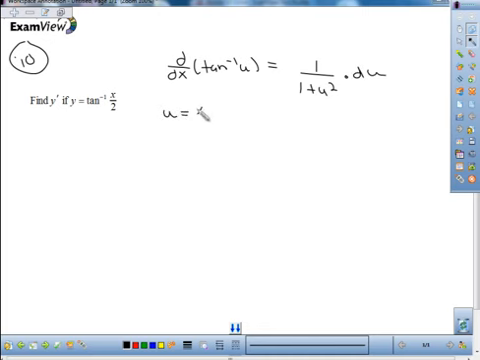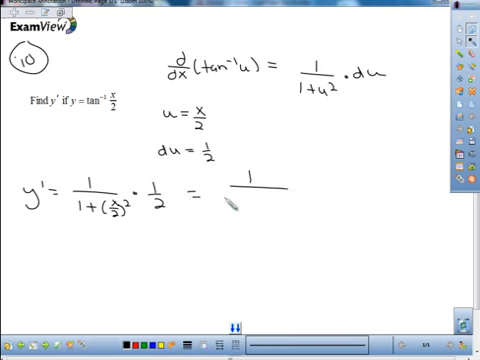So u in this case is x over 2, so the derivative of u is 1/2. So my derivative is going to be 1 over 1 plus x over 2 squared times the derivative of u. Now I'm going to do a little bit of algebra. So I squared the x, squared the 2, and then I'm going to find common denominators.